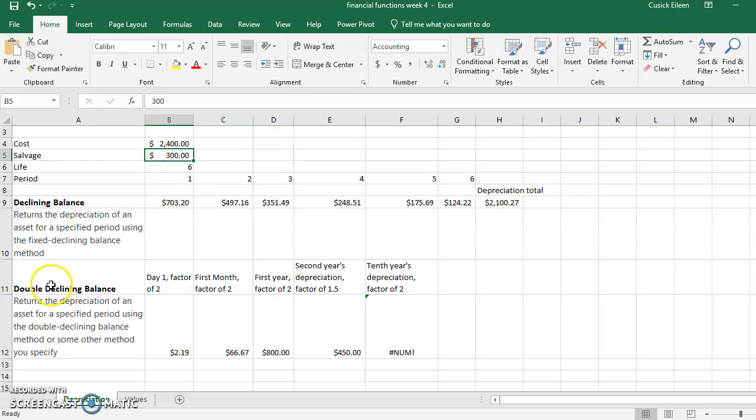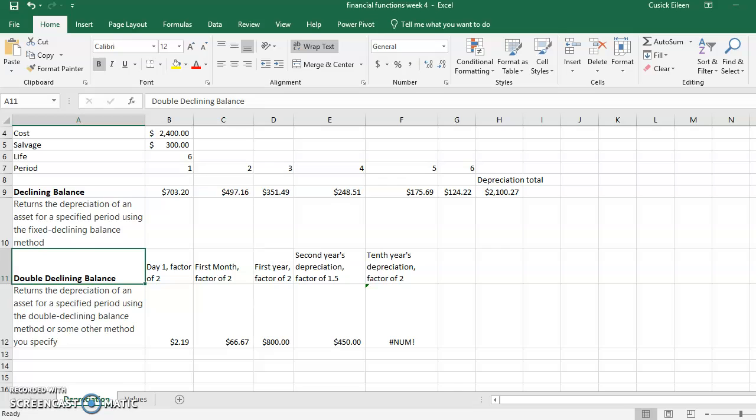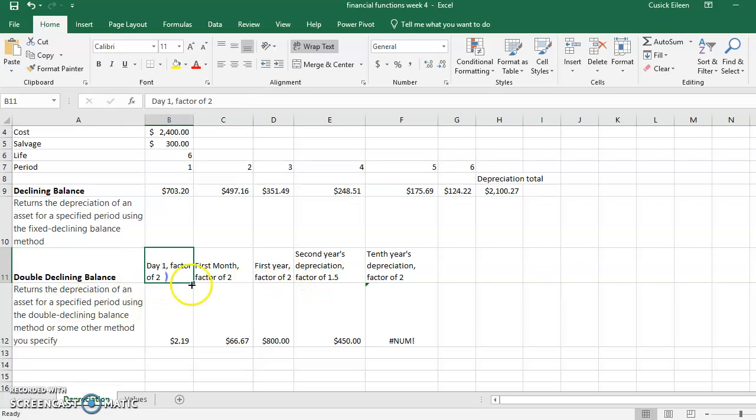So my next example is double declining balance. Now this returns the depreciation of an asset for a specified period using the double declining balance method or some other method that you specify. So it could be considered double the amount, unless you specify. So here I have double, which is the factor of 2, factor of 2, factor of 2. Here it's 1.5, so I'm depreciating not as declining balance, but a little bit faster, and then the 10th year's depreciation. Now I have a pound sign error because here the 10th year I've changed it to not have 10. So let me put my 10 year back up.